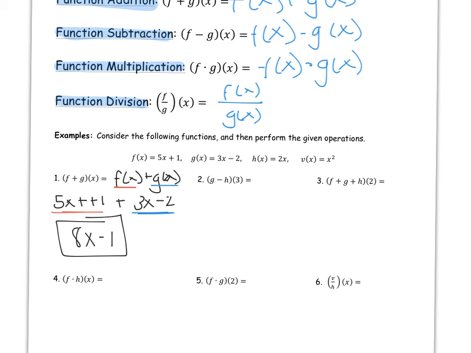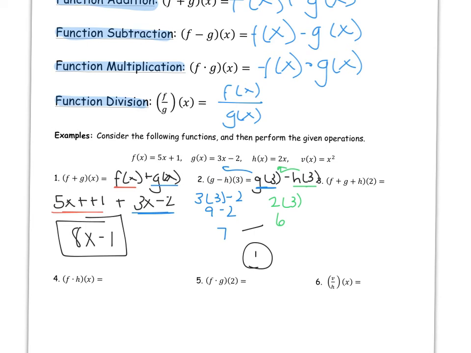Let's look at the next one. Notice it says g minus h of 3. So I have to do g of 3, and then I have to subtract h of 3 from that. So I'm going to first take g of 3, and I'm going to plug it in. So 3 times 3 minus 2. 9 minus 2, that's 7. I'm now going to take h of 3 and plug that in. So 2 times 3, that's 6. So now all I do is subtract those two. 7 minus 6 is 1.